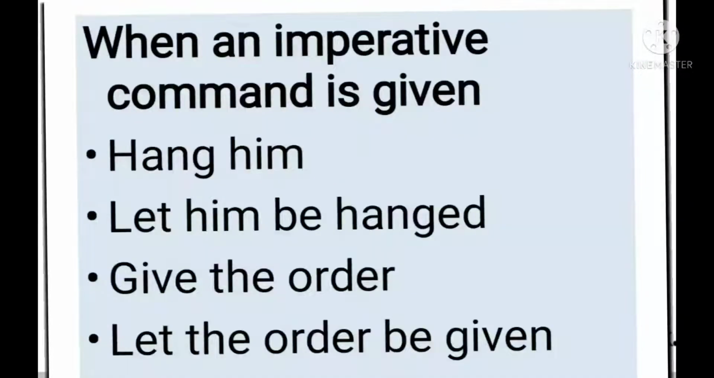If it's an imperative sentence, a command is given. Okay, so suppose it is hang him, then you will say let him be hanged. So you're going to be using the word let. Please underline this, let him be hanged. If you say give the order, let the order be given.